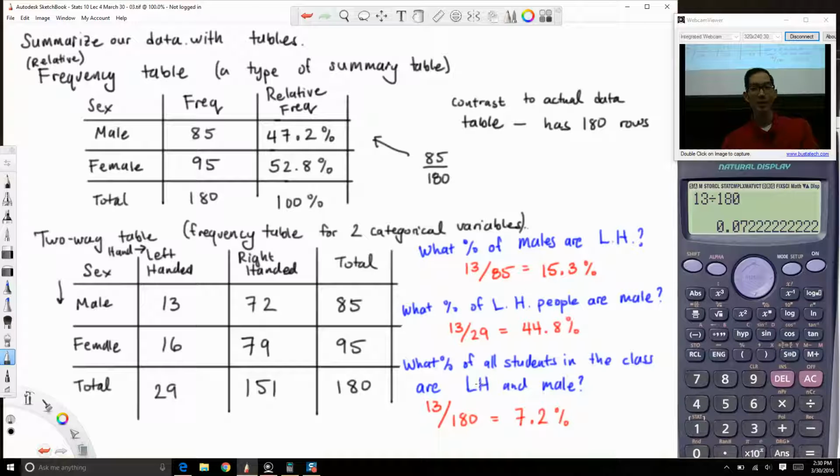All right. Okay, and so this is one way to summarize our data. Quick question. What kind of data have we summarized here? Numeric or categorical? Okay, so this is a summary of categorical data. Both the frequency table and our two-way table that we have here are summaries of categorical data.